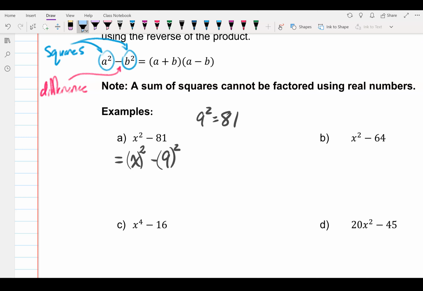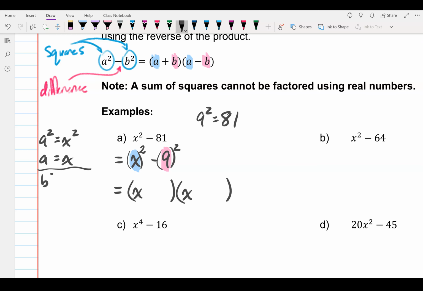And then why is that important? Well, the rule is that the first number goes here, and the second number goes here in the brackets. So in other words, you just set up 2 brackets. The a term goes there, x equals a here. You can see a is x. B would be 9. Maybe I'll make that more clear for you. A squared here is our x squared, which means a equals x. And our b squared in this case is 81, which means b equals 9. Whatever way you want to put it. Either way, there's going to be 9 and 9 there.